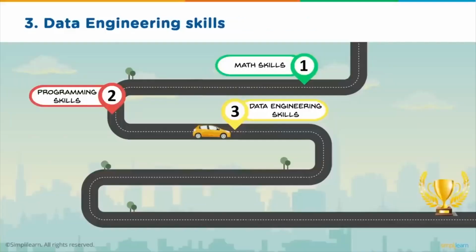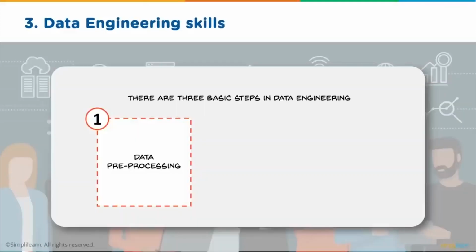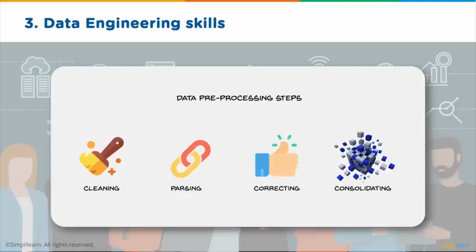Your next step is to get yourself some data engineering skills. Now, these skills are important as they help you analyze and process your data as soon as you get it. Now, there are three major steps when it comes to data engineering. Firstly, there's data pre-processing. Now, this refers to all the steps that you need to perform before data can be processed by the machine learning algorithm. You have cleaning, parsing, correcting, and consolidating the data.